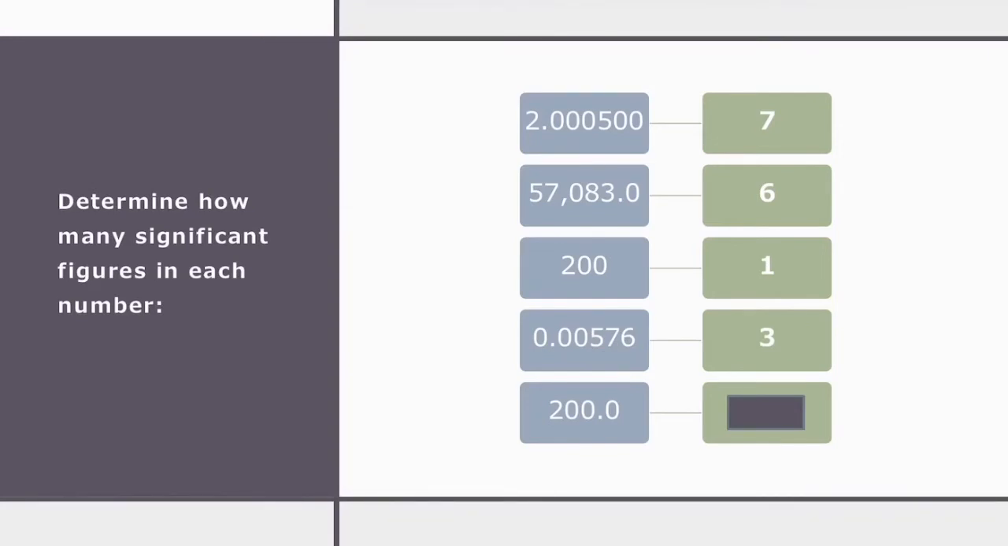And then this one right here, here's my box for this non-zero digit, and there is a decimal here, so I'm going to draw my box around these last 3, and that means I have 4 significant digits in this number right here.